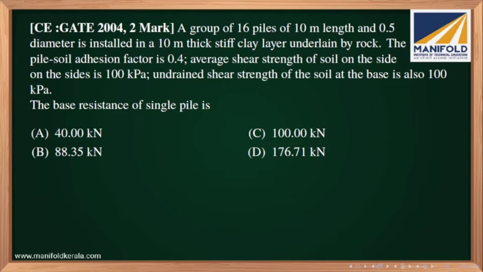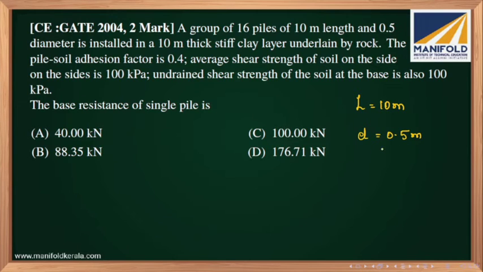A group of 16 piles of 10 meter length and 0.5 meter dia is installed in a 10 meter thick stiff clay layer underlain by rock. The pile soil adhesion factor is 0.4. Average shear strength of the soil on the sides is 100 kPa. Undrained shear strength of the soil at the base is also 100 kPa. So you are supposed to find out a group of 16 piles of 10 meter length. So L equal to 10 meter, 16 piles. So diameter of the pile is 0.5 meter, which is resting on a rock.